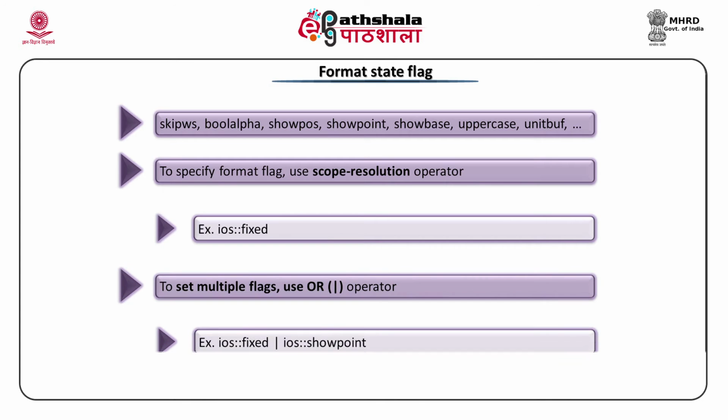So we should use it as ios::, which is the scope resolution operator, and fixed, the actual bit. We can combine more than one flag together. For example, I want to use fixed point notation and I want to force showing the decimal point also. In that case, I will have to mention ios::fixed vertical bar, that is the bitwise OR operation, ios::showpoint.